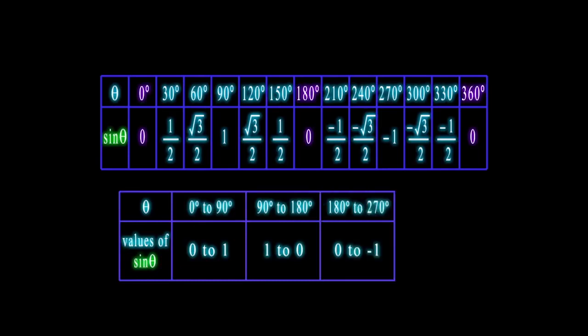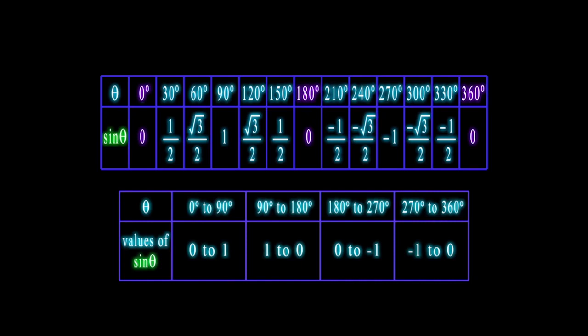When angle theta increases from 180 degrees to 270 degrees, the values of sine theta decrease from 0 to -1. When angle theta increases from 270 degrees to 360 degrees, the values of sine theta increase from -1 to 0.